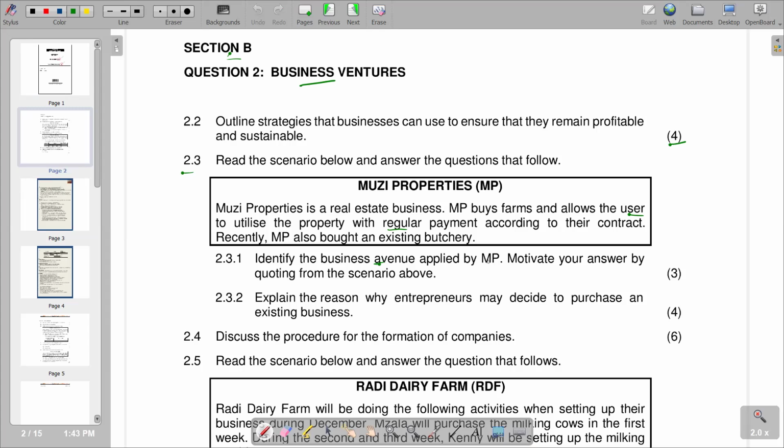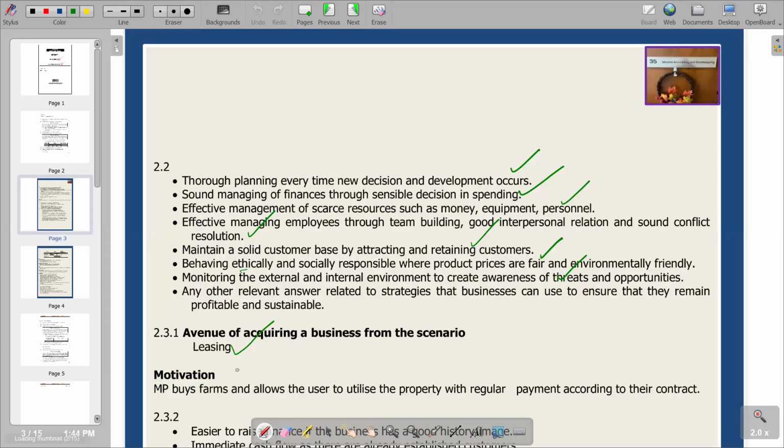The second part of that question says: motivate your answer by quoting from the scenario. This is the part that we are motivating from, where it says to utilize the property with regular payment according to their contract. So basically, that's the motivation.